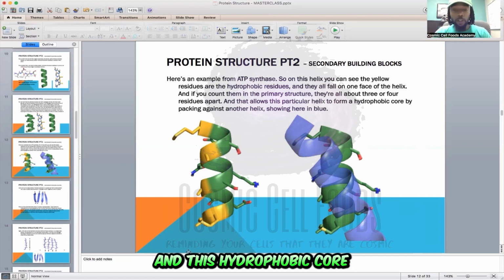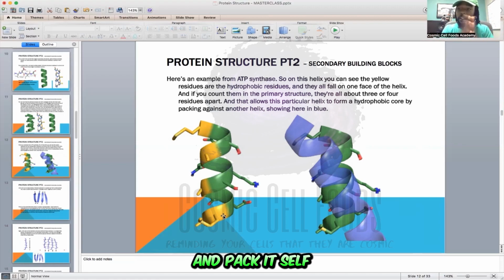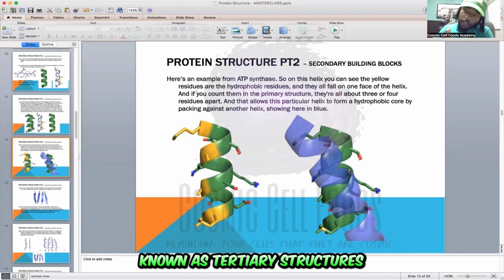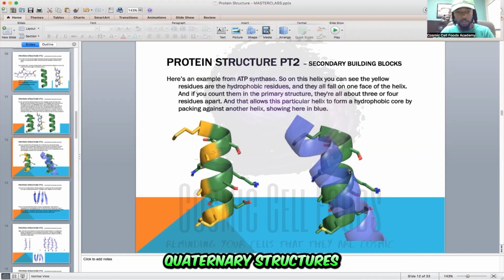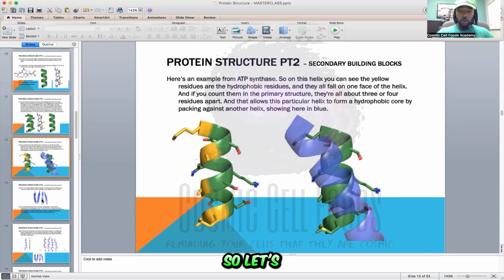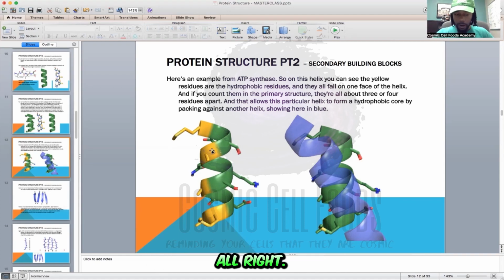And this hydrophobic core allows these alpha helices to pack themselves against each other, to bind themselves together, basically, which of course go on to create bigger structures known as tertiary structures, which in turn go on to build the quaternary structures, which are functioning proteins. So let's keep it moving, family. As we keep going, you're going to see more and more the importance of water, the importance of minerals. So let's keep this moving.